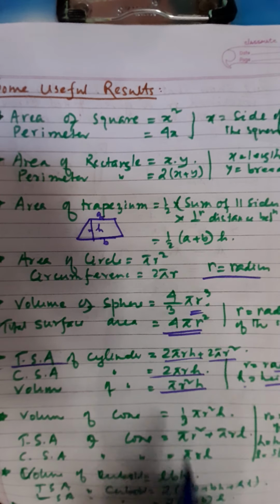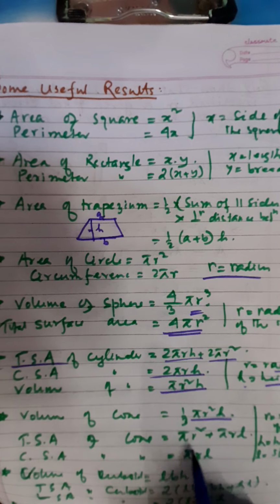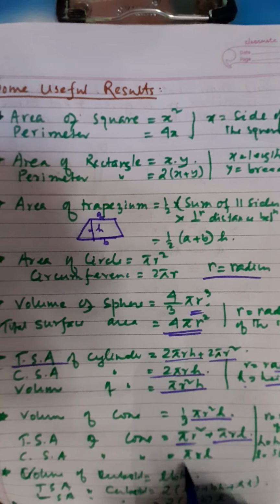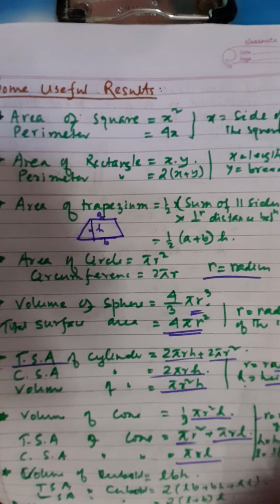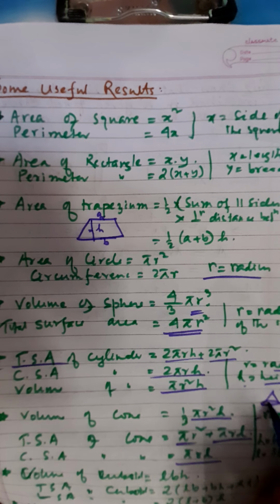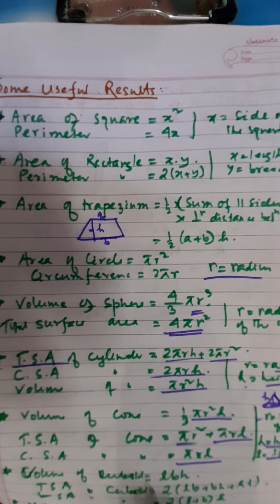r is the radius, h is the height of the cylinder. Volume of a cone. What is the volume of a cone? 1 by 3 pi r square h. Total surface area of the cone is pi r square plus pi r l, and curved surface area is pi r l, where r is the radius of the base of the cone. Okay, and l is the slant height. This is l, and this is h. l is the slant height, h is the height of the cone.